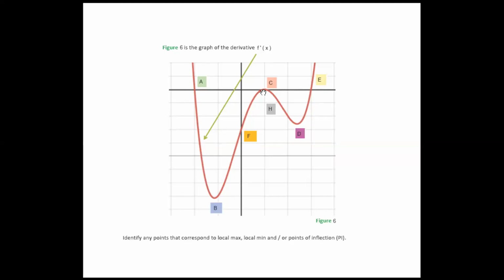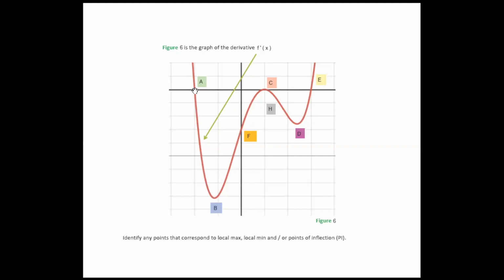Now, this is a critical number, but it's one that's not a relative max or min. It's a point of inflection, okay? Likewise, B is a point of inflection, and D, it's where the second derivative is 0. The second derivative is 0 here, here, and here. So how do you find critical numbers? It's where the first derivative is 0. Well, it's here, and it's here. So they are critical numbers, okay?